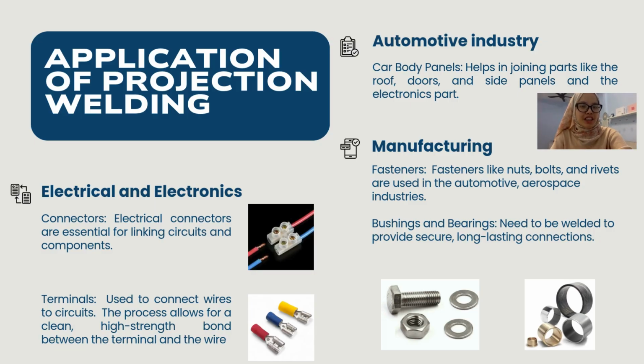And lastly, projection welding is used in the manufacturing industry. Projection welding is used to weld mechanical parts such as fasteners, bushings, and brackets. In fasteners, it joins nuts, bolts, and rivets securely, resisting mechanical stress and vibration. On the other hand, in bushings and bearings, it provides strong, precise welds for moving components that endure friction and pressure.